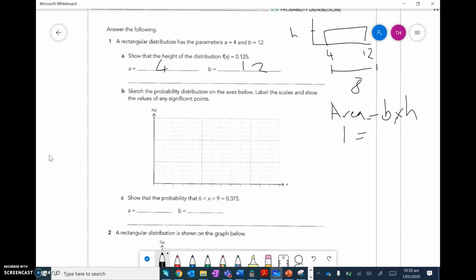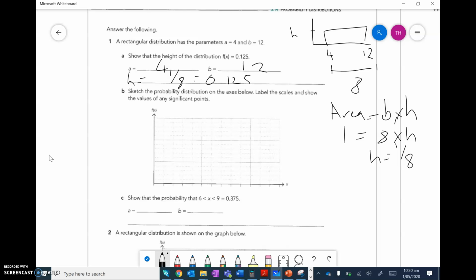So 1 is equal to 8 times the height. So my height is equal to 1 over 8. It's always going to be 1 over the length of the base that is going to be your height. So it's really easy. Now 1 over 8 is the same as 0.125. So height equals 1 over 8 equals 0.125. You don't need to prove that you know that.